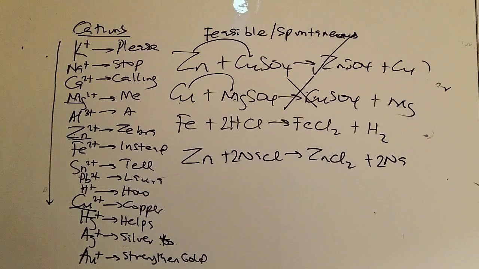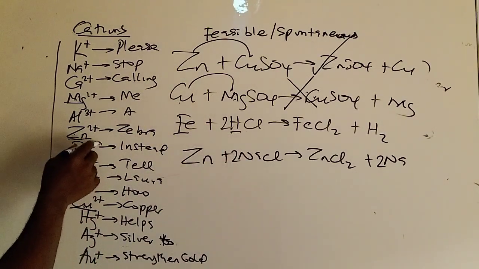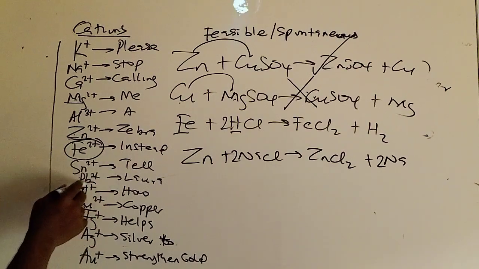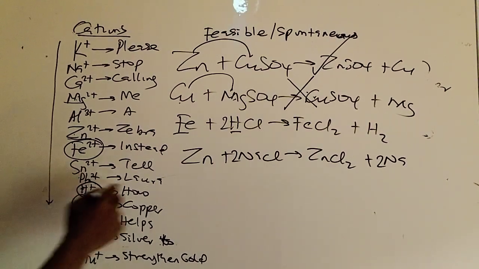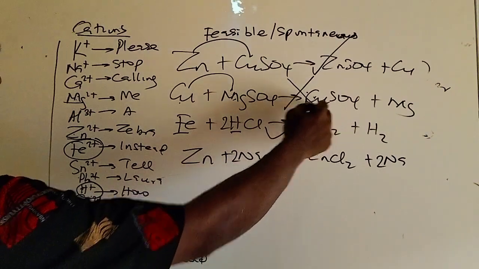Look at the third one, iron and hydrogen. Where is iron? Look at iron's position. Then look at hydrogen. Iron is higher than hydrogen. So this reaction is feasible, it can take place.